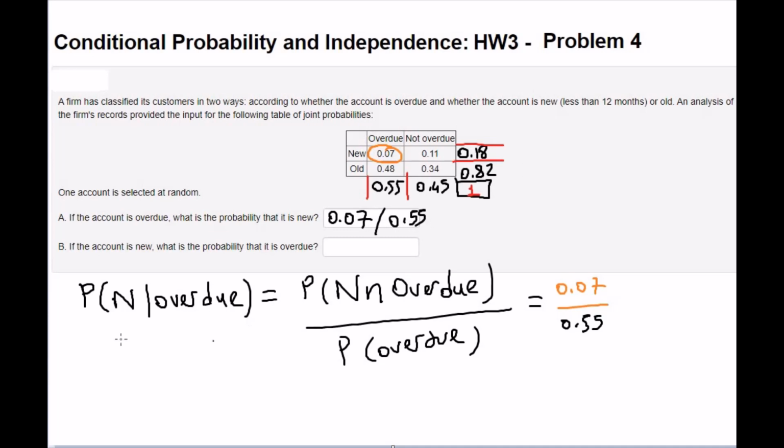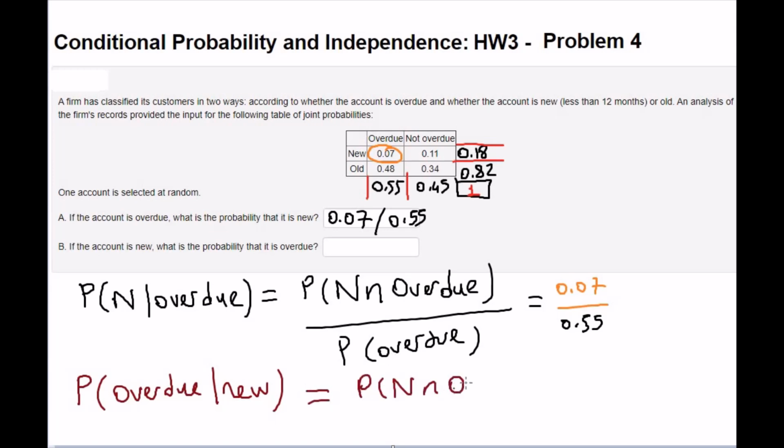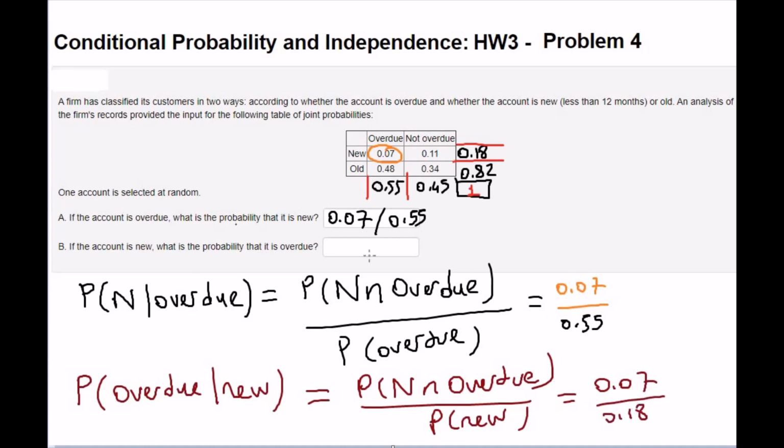The second question is asking if the account is new, what is the probability that it is overdue? So this time, probability that it is overdue given it is new. Again, their intersection over probability of new. Their intersection is 0.07, and the probability that it is new is 0.18. So 0.07 divided by 0.18 is the answer.